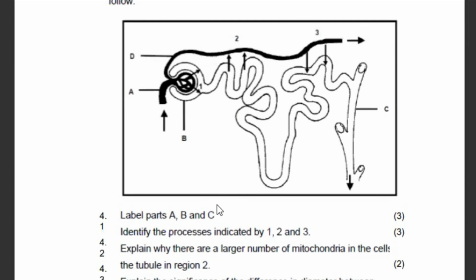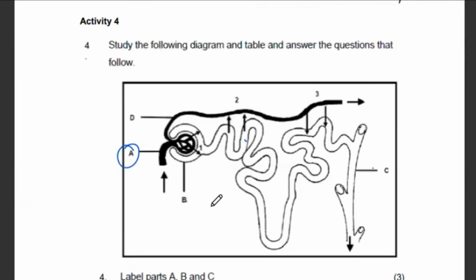Anyway, what is A? A is the blood vessel which brings blood, so it is afferent arteriole. Yes. And then B is Bowman's capsule. C is collecting duct. This coiled one is proximal convoluted tubule, and then this is the distal convoluted tubule, and then this is the descending loop of Henle, ascending loop of Henle. So basically, all of it is the Malpighian body. Sorry, it's the Malpighian body.